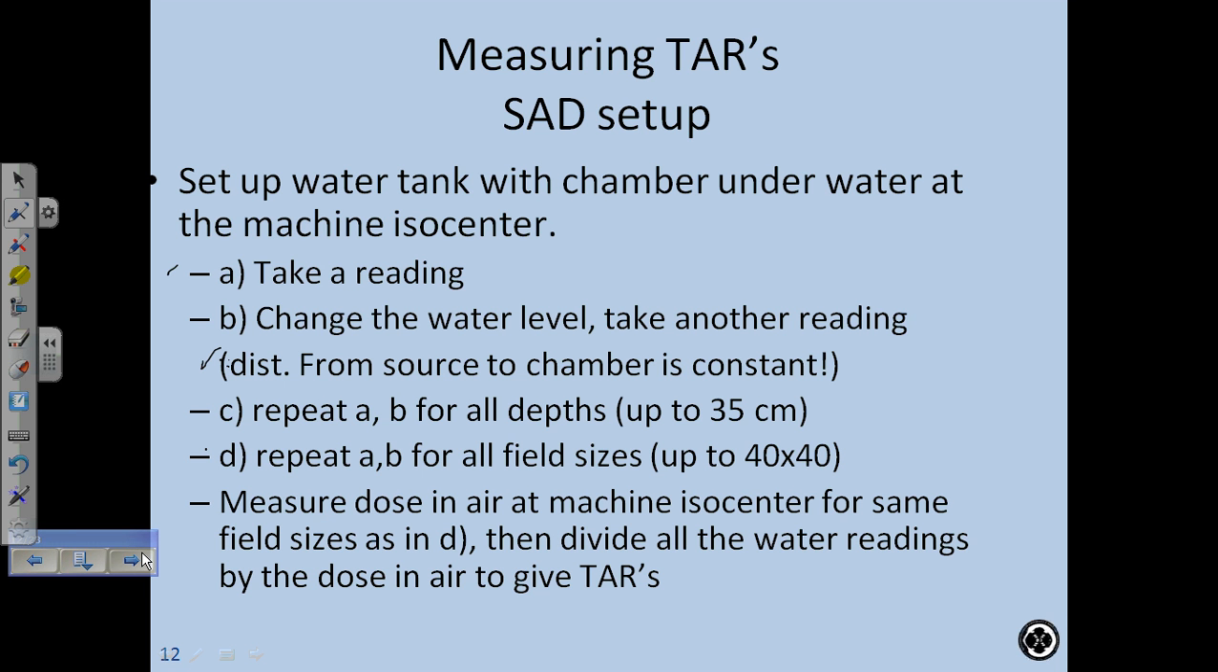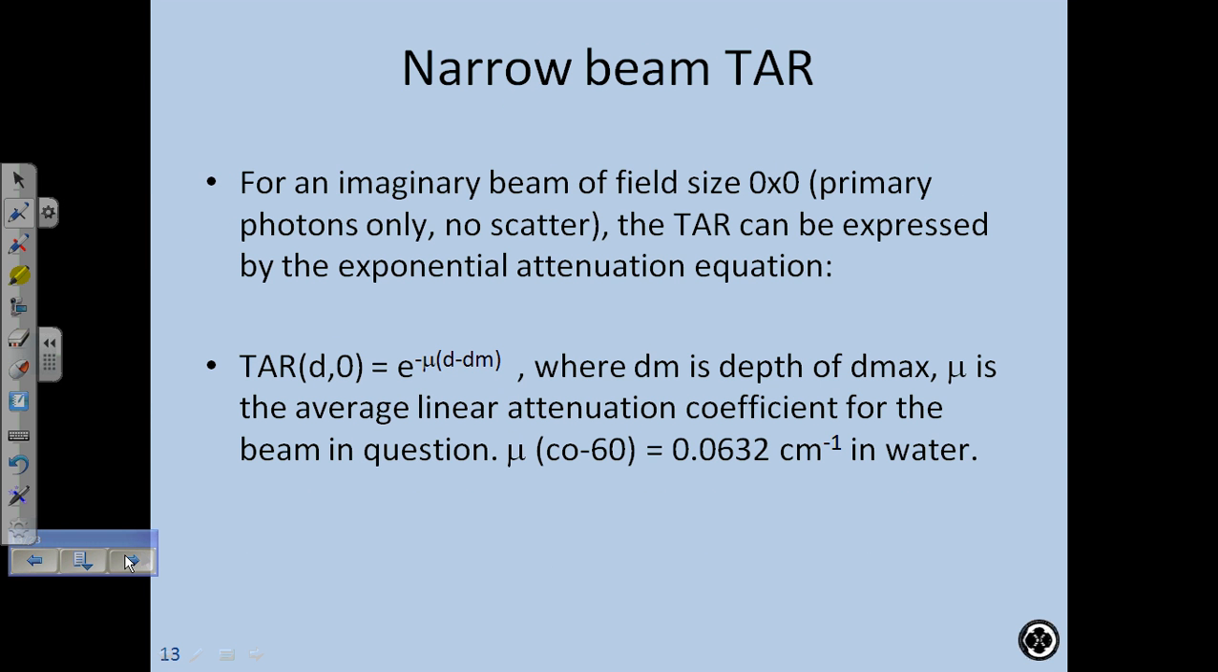So for these measurements where the depth changes, you're going to be dividing by the same value in air because there's no D in air. So you're just going to be dividing by that field size, whatever field size you measured. Okay. So it's easy to do in Excel.